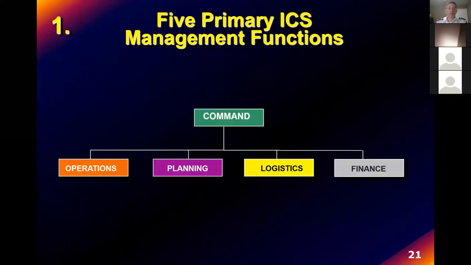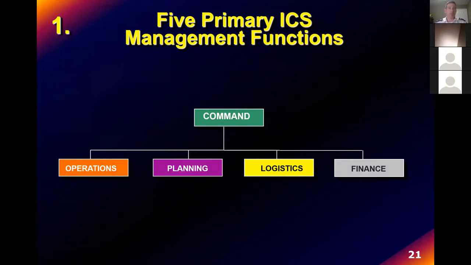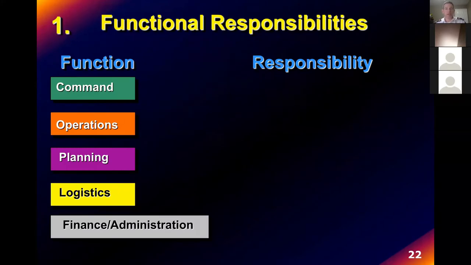All right. So you can see here the way that the five primary ICS management functions are set up, each section is going to report directly to command. They don't have people in between them. So operations is going to go directly to command, planning section, logistics and finance, all of them go directly to command. All right, so let's talk a little bit about the functional responsibilities of each of these. Basically with command, they have overall responsibility of the scene and they set the incident priorities and the objectives that we're looking to meet.